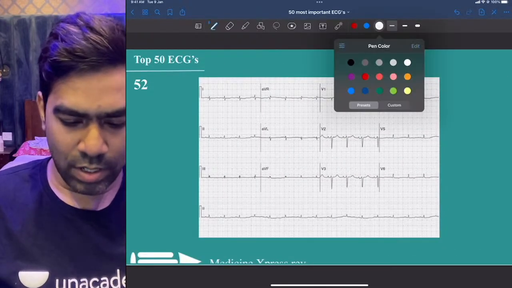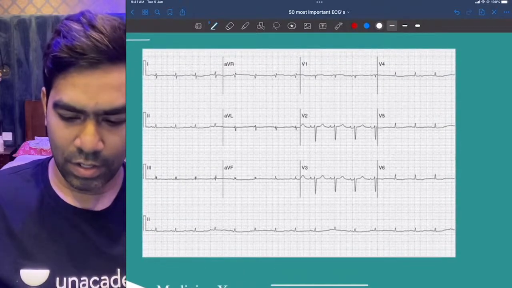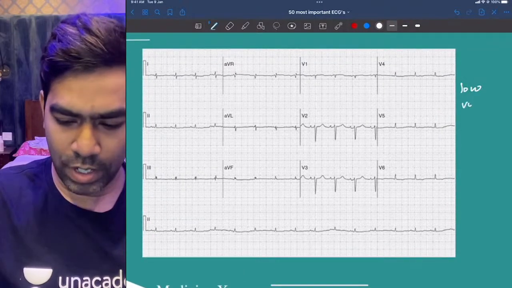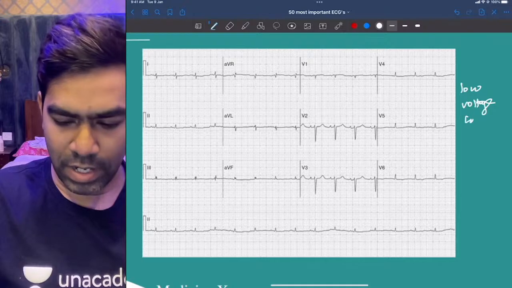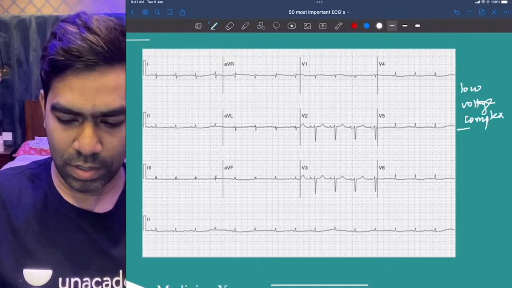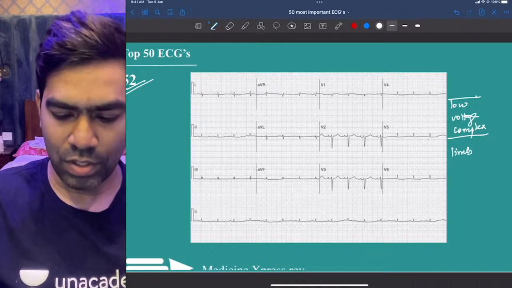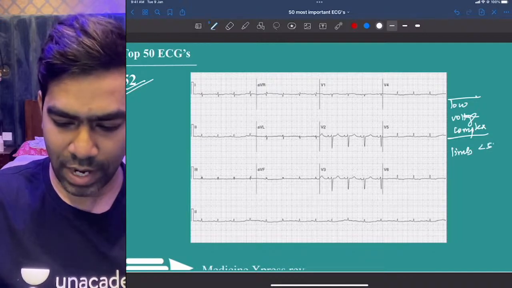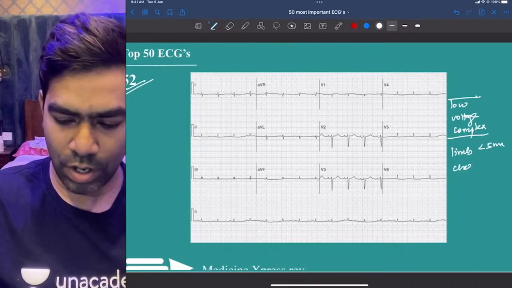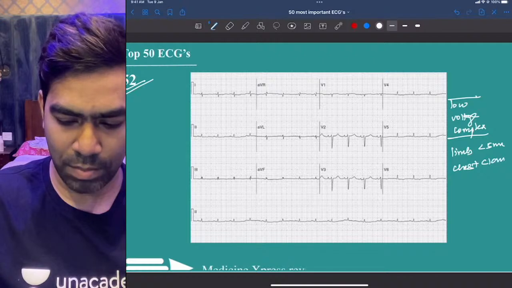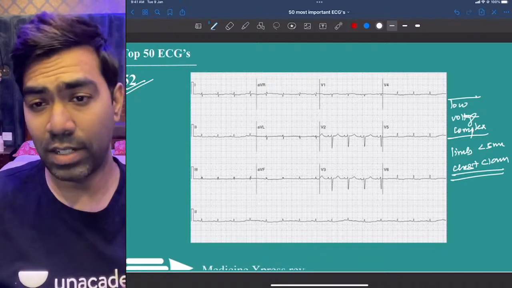And finally, last but not the least, this will be the final EKG of the day. So this is suggestive of low voltage complexes. There are multiple differential diagnoses of low voltage complexes. So what is the definition of low voltage complexes? In the limb leads, if you see the QRS amplitude to be less than 5 mm, and in the chest leads, precordial leads, if your QRS amplitude is less than 10 mm, that should be happening in all the limb leads and all the chest leads.